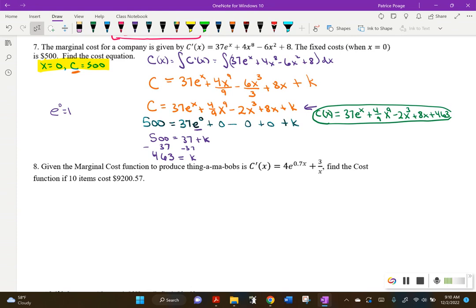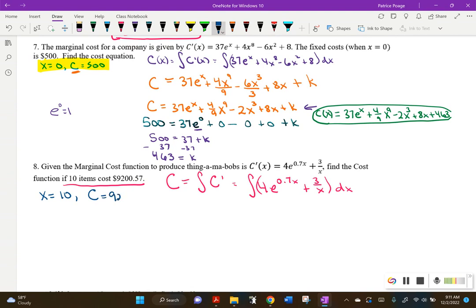Right, another marginal cost function. We got this. So given the marginal cost function, find the cost function. We know that the cost is going to be the antiderivative of its derivative. So we're taking the antiderivative of 4e to the 0.7x plus 3 over x dx. And we're told to find the cost function if 10 items cost that much money. So that's giving us a point. When x equals 10, the cost is 9,257 cents.